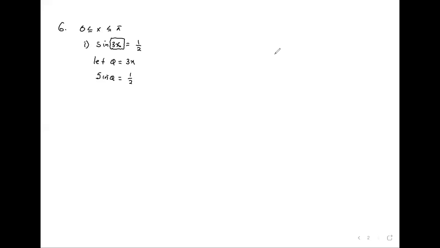Okay, so sine theta is equal to half means that theta is equal to 30. But because we are dealing with 0 to pi, meaning that our answers must be in radians, that will be pi over 6. But sine is also positive in the second quadrant.